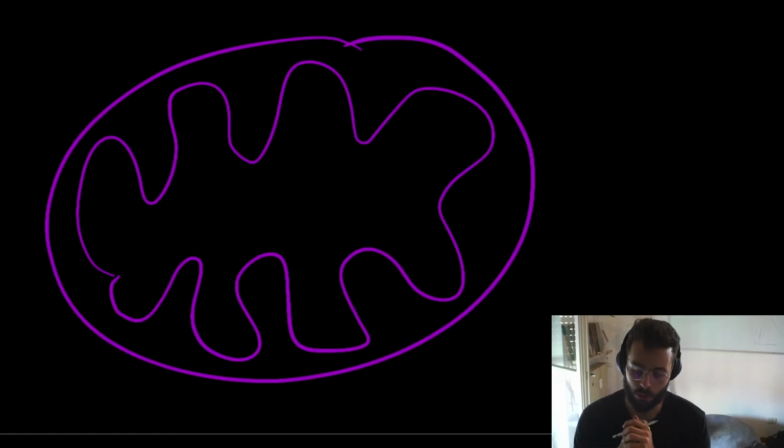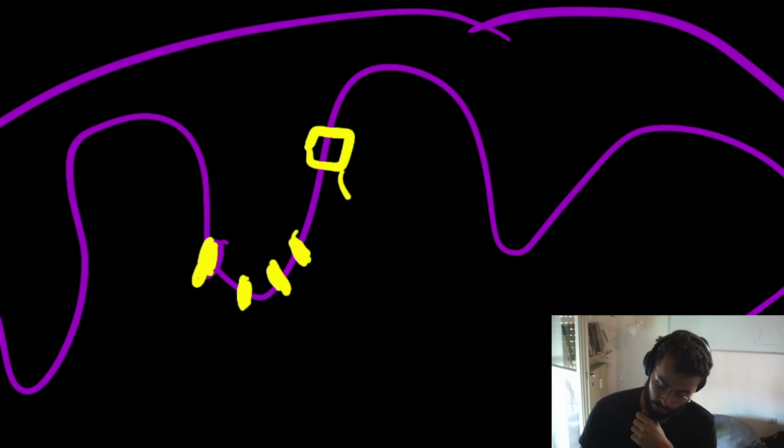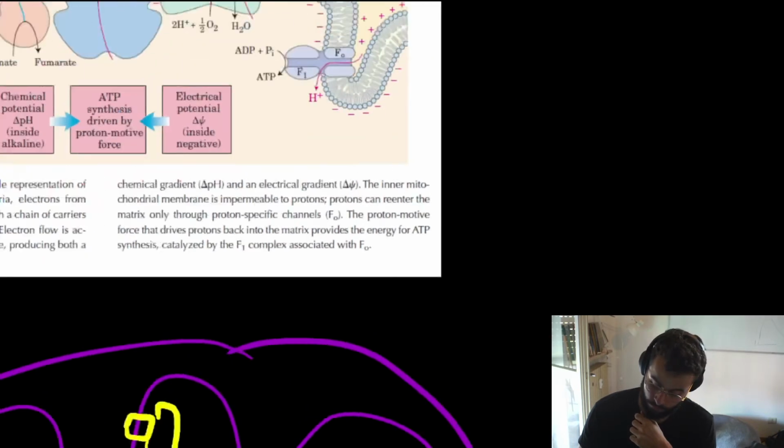So before we're actually going to talk about the electron transport chain in detail, I would like to take a minute to explain to you guys the actual purpose and the reason why we need the electron transport chain. So the electron transport chain is basically a sequence of proteins that you can find on the surface of the inner membrane of the mitochondria.